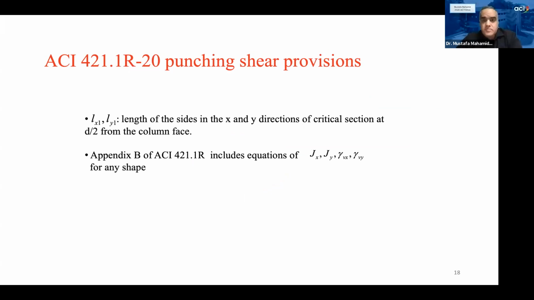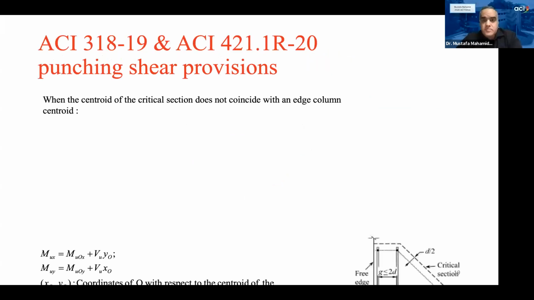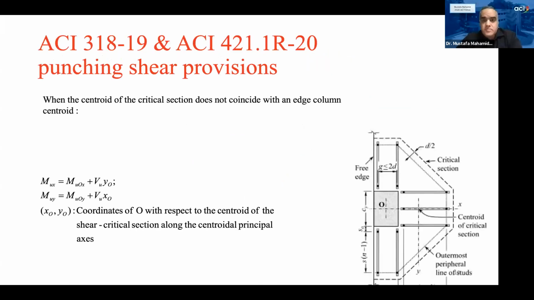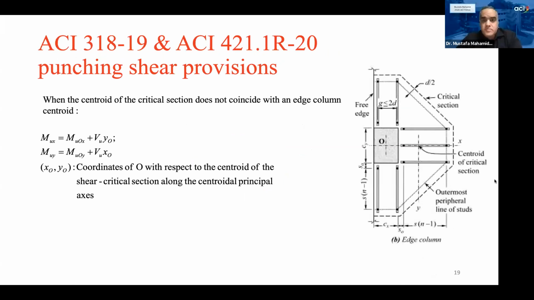Now, for an edge column, if the centroid of the critical section does not coincide with the centroid of the column, like we see here, so O is the centroid of the column, and then away from that, at the intersection of the figures here, we do have the centroid of the critical section. If those do not coincide, then we need to calculate Mux and Muy like this. So Mu0x, Mu0y, these are the moments at the centroid of the column, plus the shear force times Y0 and X0 as shown in the figure. So we need to calculate those as such.